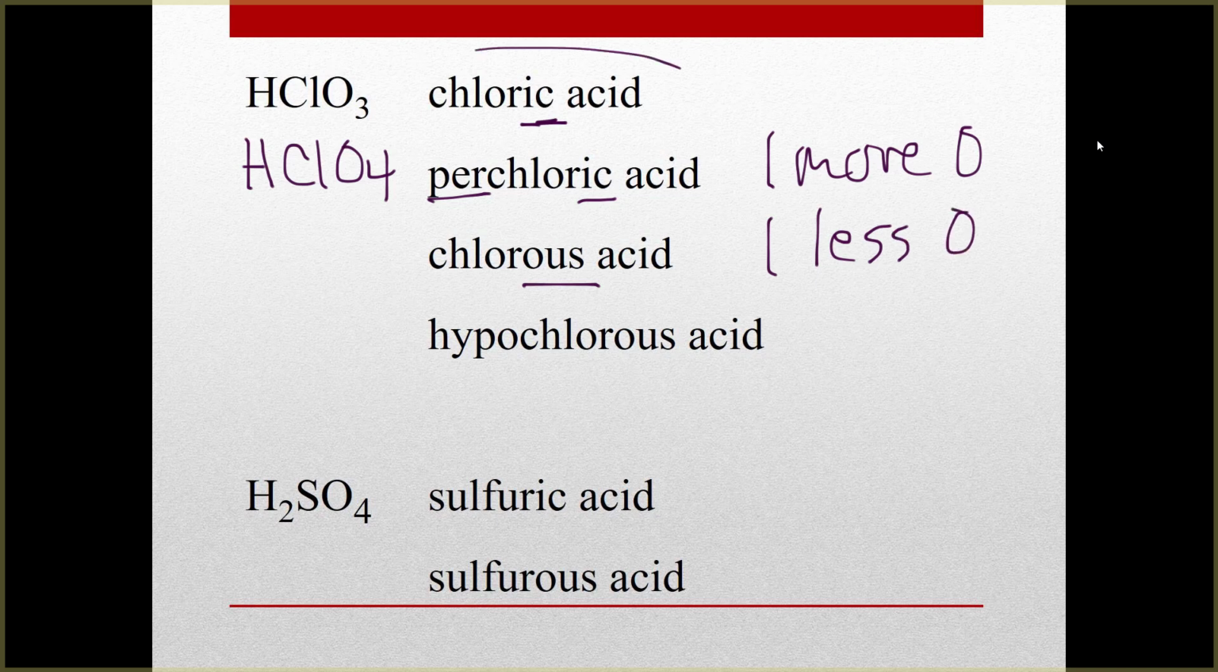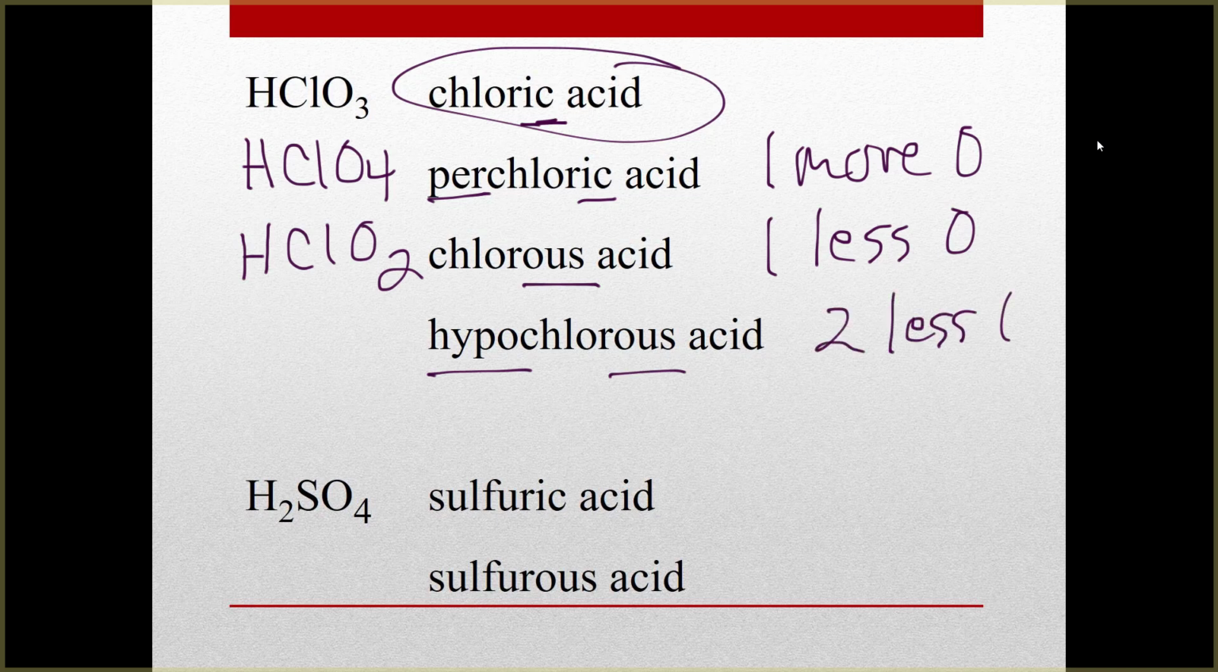And again, we always compare it to the ic form. So that would be HCl, and then 3 minus 1 is 2. And then hypochlorous, that means there's 2 less oxygens. So HClO. Again, comparing it to the most common form. So 3 minus 2 would give me 1.